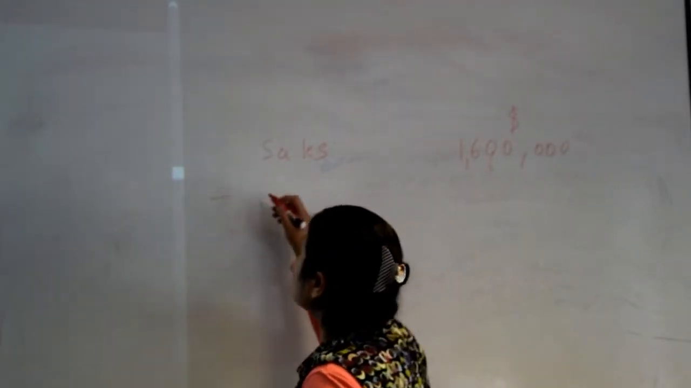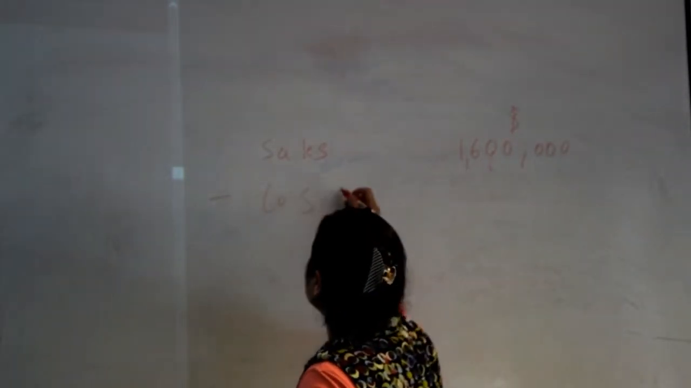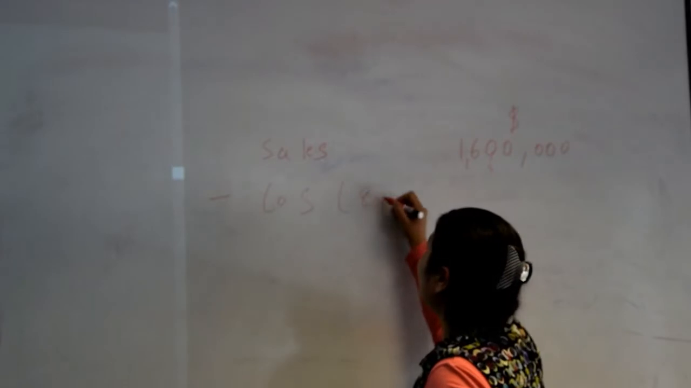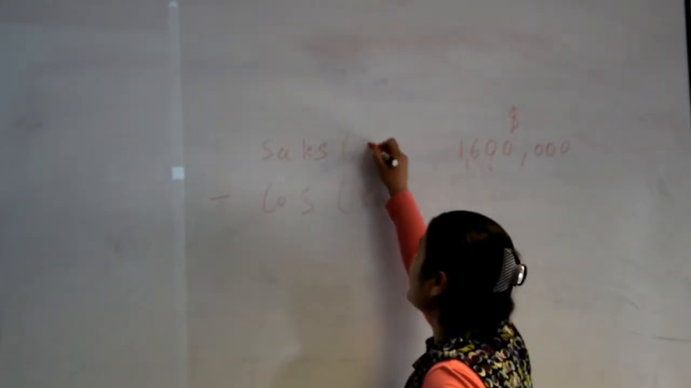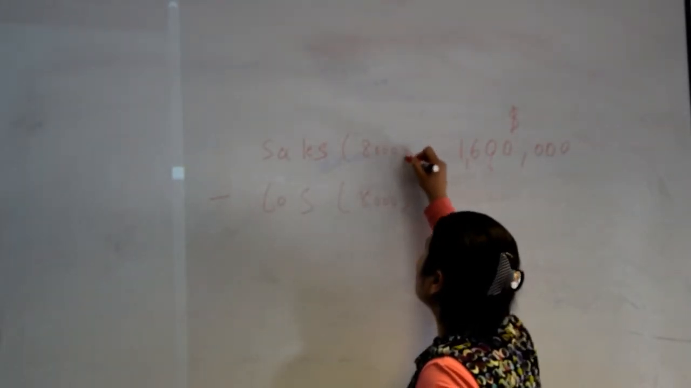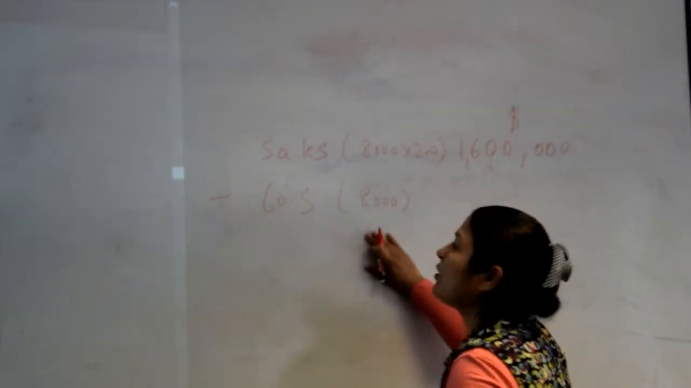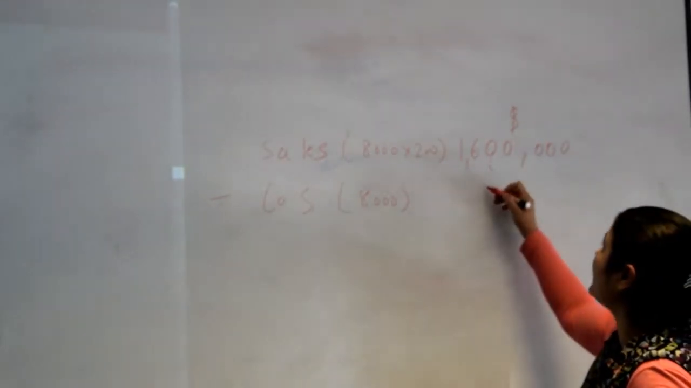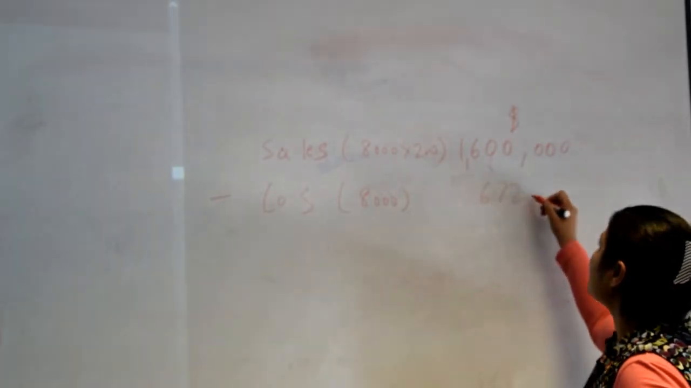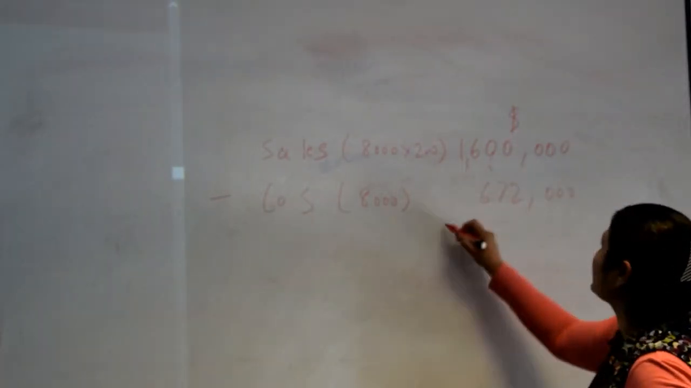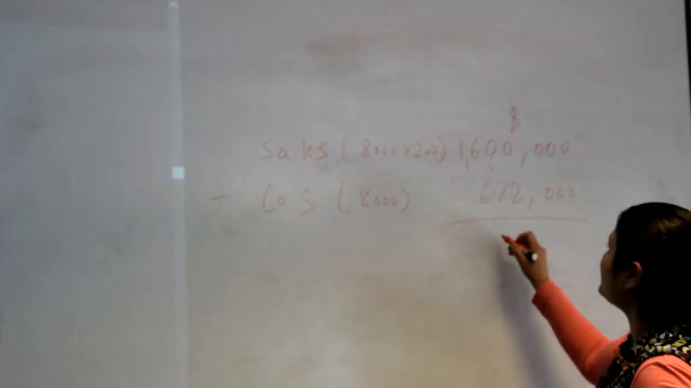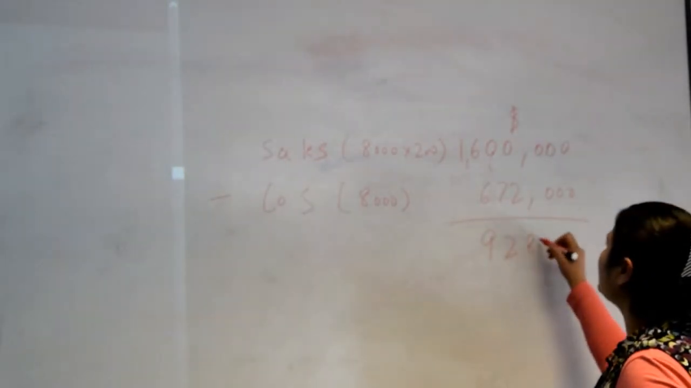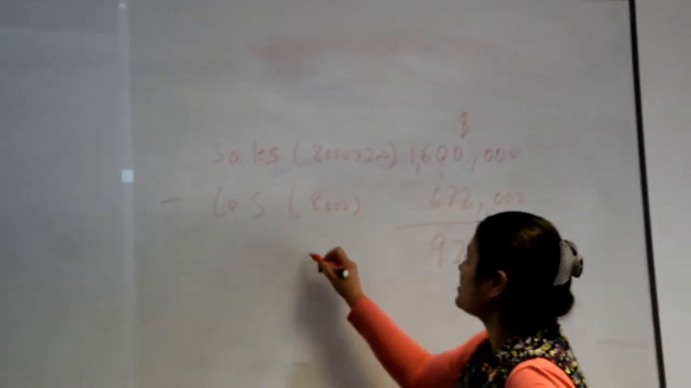If we take out cost of sales, which we are looking for only 8,000 units because we have sold 8,000 units. So you sold 8,000, you look at the cost of 8,000. And if you go back to the previous slide, we have already calculated it and we said it's 672,000. You take it out and you come to your contribution, and this is contribution.